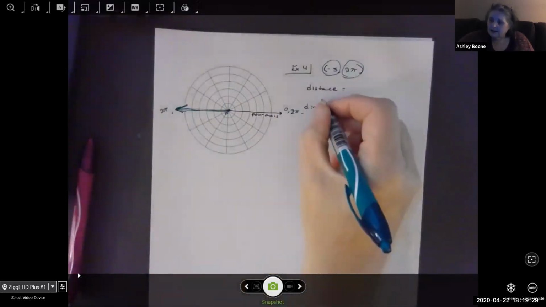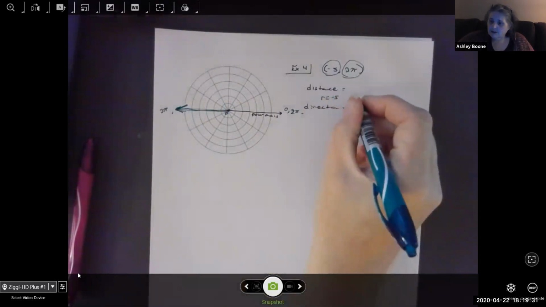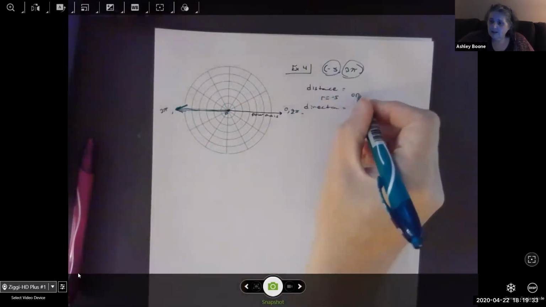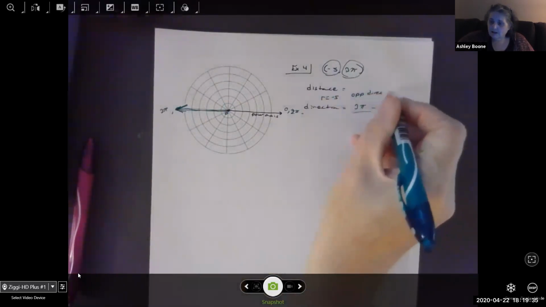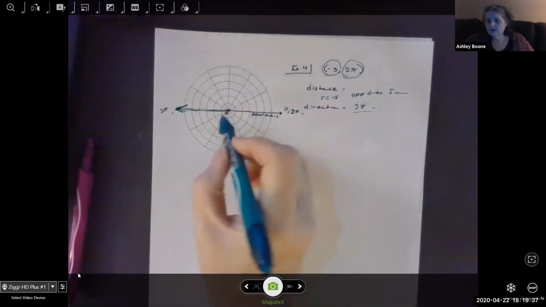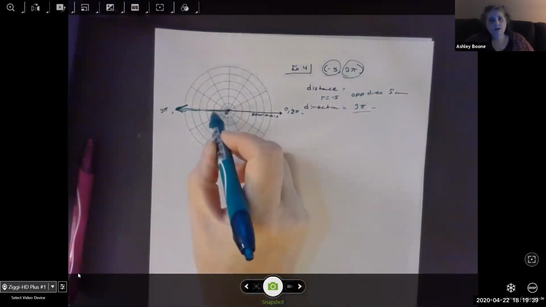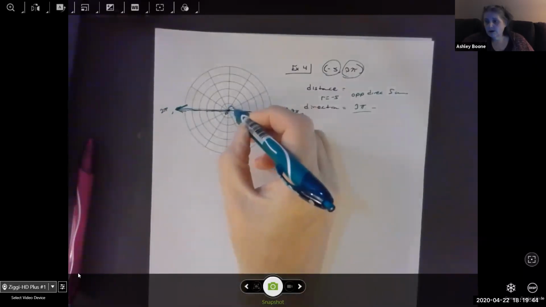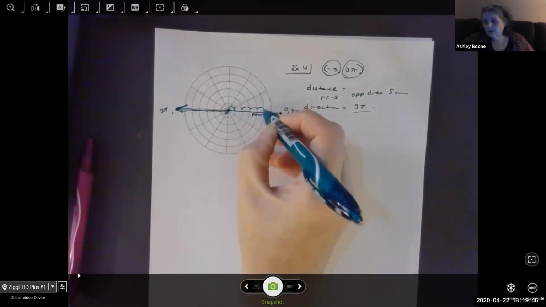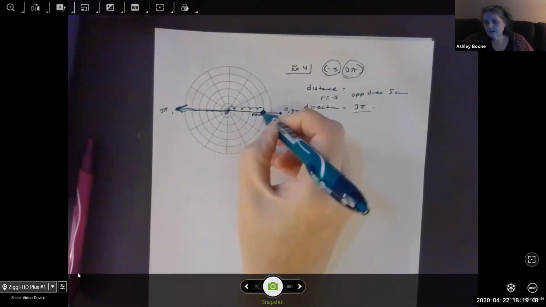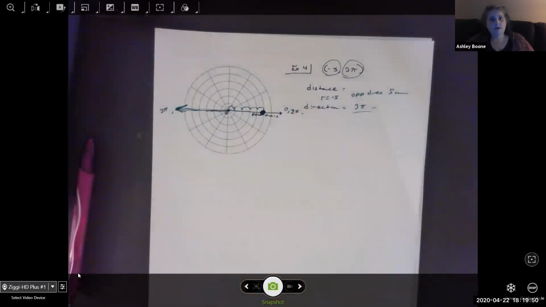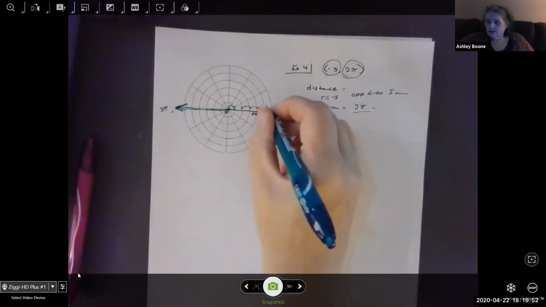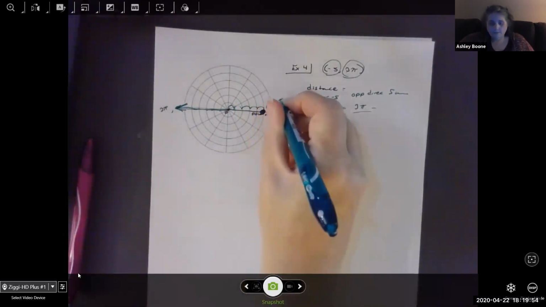Our radius is negative 5. So that means we go in the opposite direction 5 units. So instead of being out here, 1, 2, 3, 4, 5, we're going to go the other direction. 1, 2, 3, 4, 5. Right here is the point negative 5 and 3 pi.